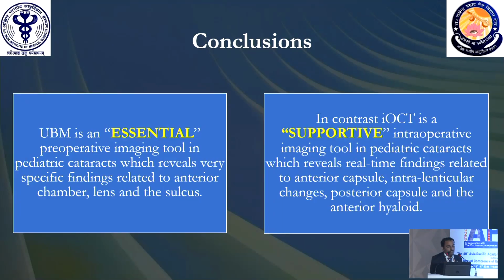So to conclude, UBM is an essential tool. It is an essential tool in pediatric cataracts. You cannot do pediatric cataract surgery without UBM. Of course you can, but most of the times, in more than 90% of the cases, it gives some sort of details. What is the sulcus, how is the anterior capsule, how is the lens, and that's why it's an essential tool in imaging pediatric cataract, where it reveals specific findings related to anterior chamber depth, lens, and the sulcus. In contrast, iOCT is a supportive tool.